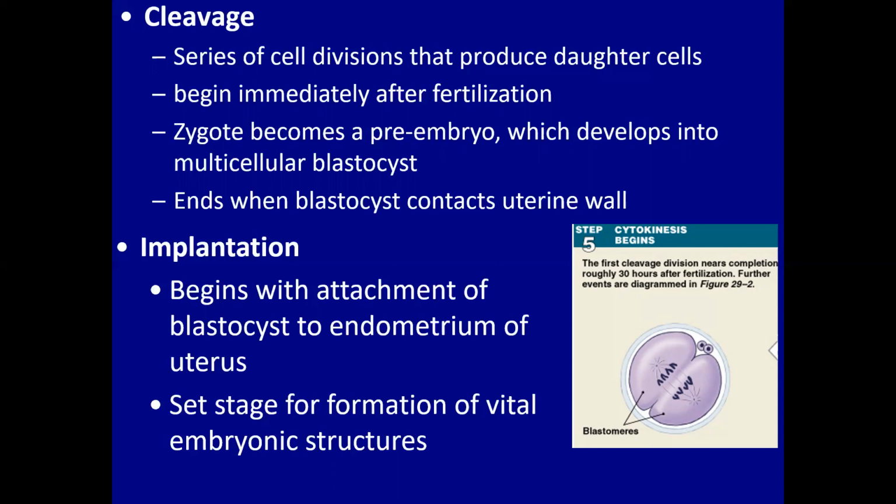Once that blastocyst hits that uterine wall and has contact, then we have the process of implantation that occurs. So that's the attachment of the blastocyst to the endometrium. And once implantation occurs, then we can have these embryonic structures that are formed.